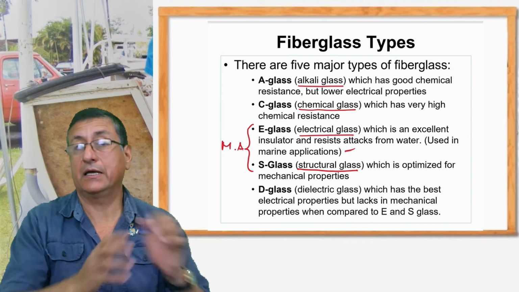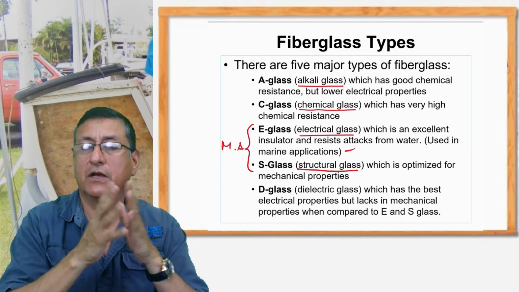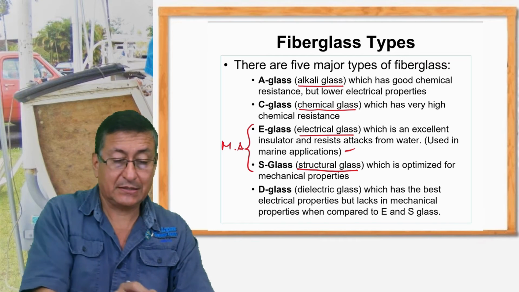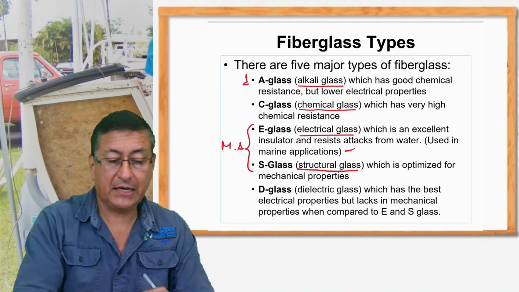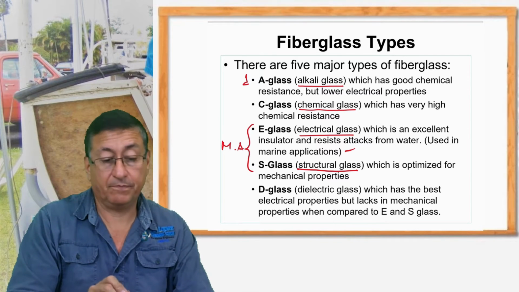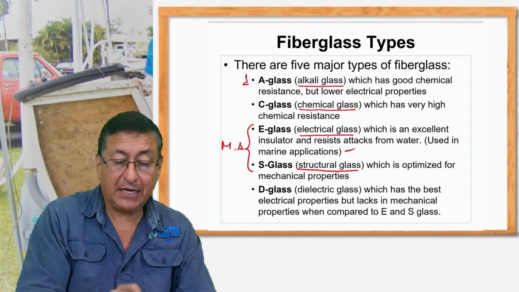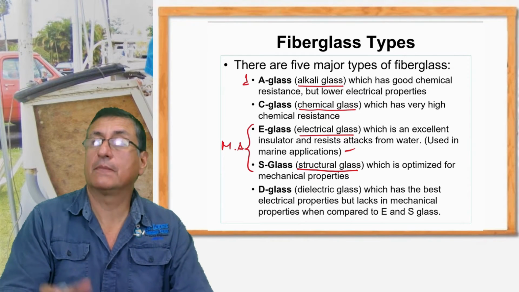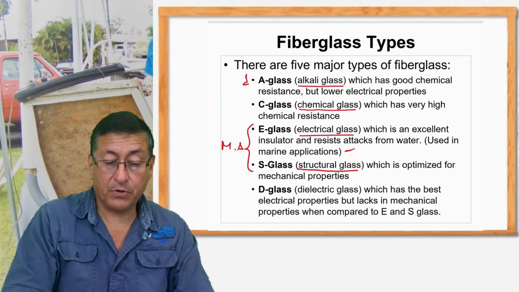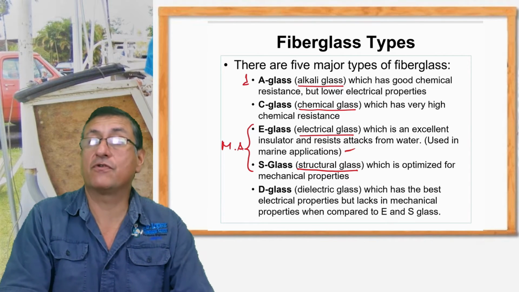Now we are going to analyze the different types of fiberglass used in marine, automotive, and aviation industries. We have A glass, alkali glass, number one. Alkali glass has good chemical resistance, but lower electrical properties. The C glass is the chemical glass, with great resistance to chemical products. The E glass is excellent for electrical purposes because it's an electrical insulator and resists attack from water.